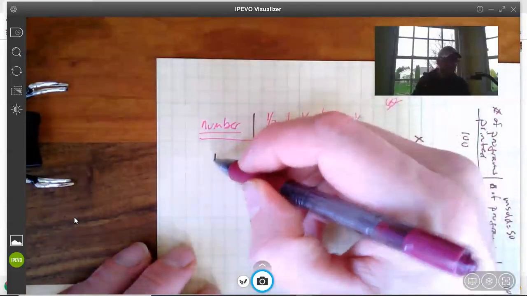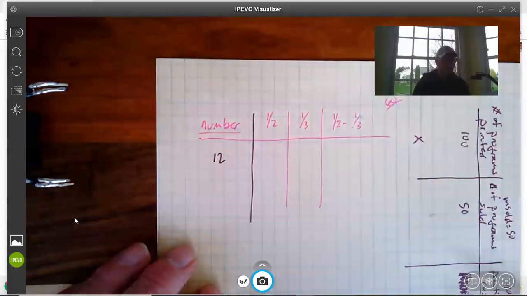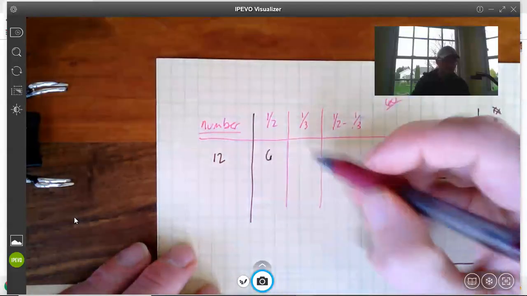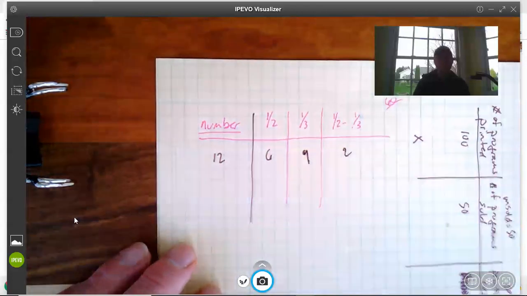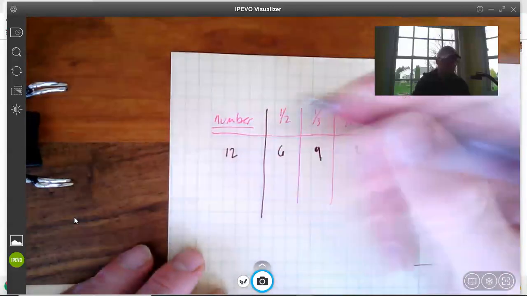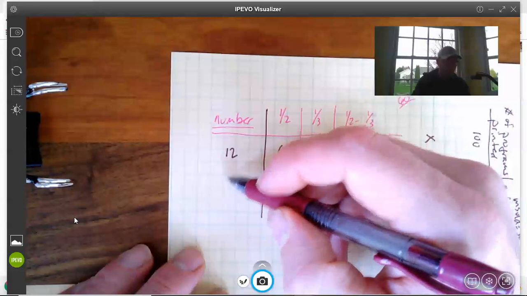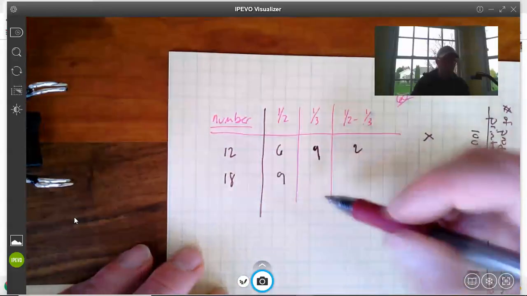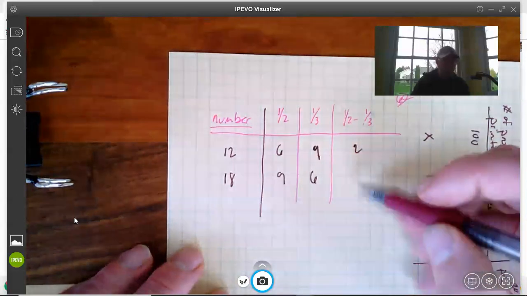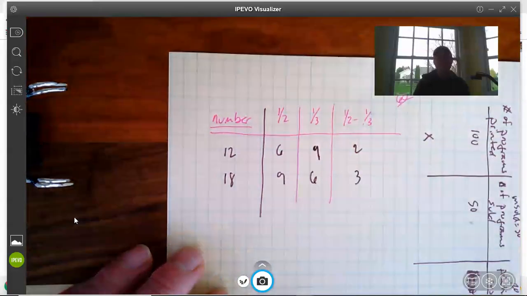So let's guess that the number is 12. So half of that would be 6, a third of that would be 4, and 6 minus 4 is 2. So not 60. Maybe it's 18. So half of 18 is 9, 1/3 of 18 is 6, and 9 minus 6 is 3. So still not big enough. So something to think about.